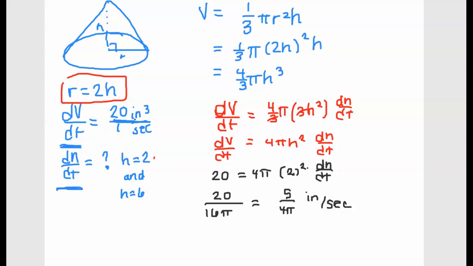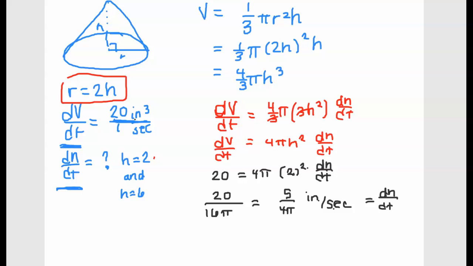per second, because dV/dt was inches cubed per second. And that should make sense. dh is height, so change in height would be inches. Change in time would be seconds. So dh/dt is equal to 5/4 pi when the height is 2. Do we anticipate the dh/dt when the height is 6 to be the same or different? Is dh/dt when the height is 6 going to be the same or different?